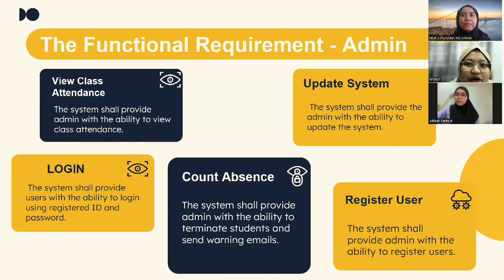Next, the functional requirements for admin. Login. The system shall provide user with the ability to log in using registered ID and password. Second, count absent. The system shall provide admin with the ability to terminate student and send warning email. Register student. The system shall provide admin with the ability to register user. Update system. The system shall provide admin with the ability to update the system. View class attendance. The system shall provide admin with the ability to view a class attendance.